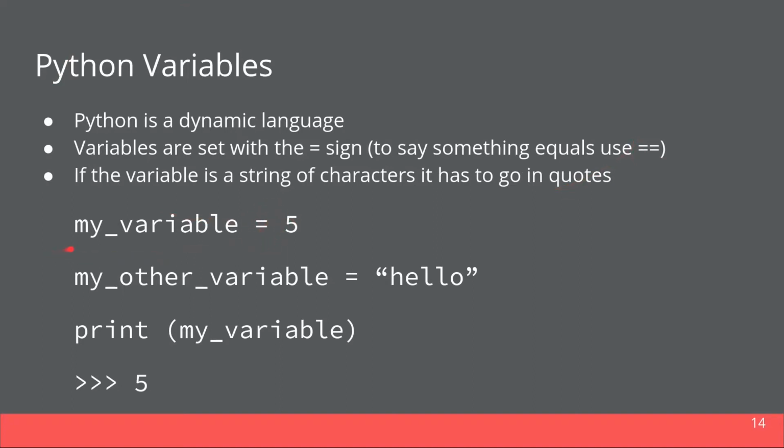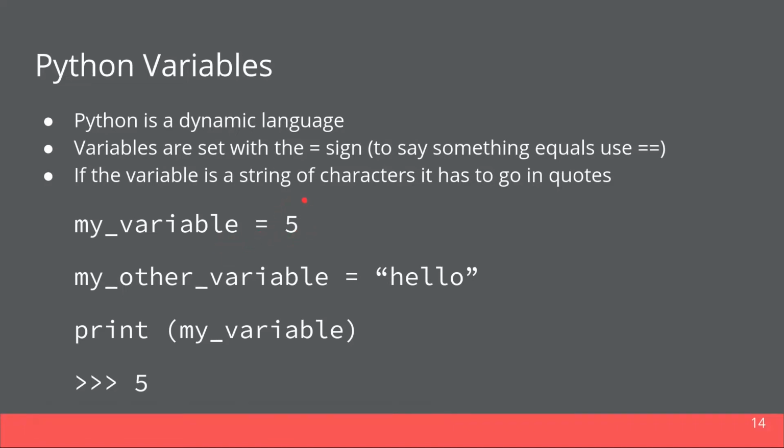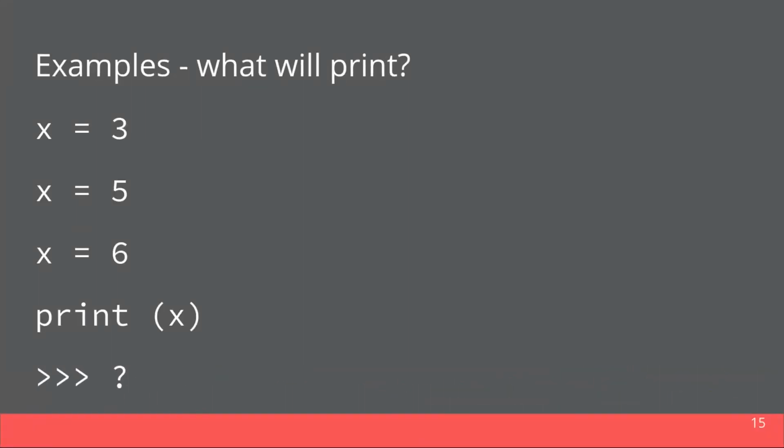So here we have some code and it's got my_variable equals 5, and we have my_other_variable equals "hello". print(my_variable) will print out 5. It won't print my_variable, it will print the value that's been assigned to my_variable using this equals operator. Now, if it's a number, we don't have to put it in quotes, but if it's characters, we put them in quotes like this.